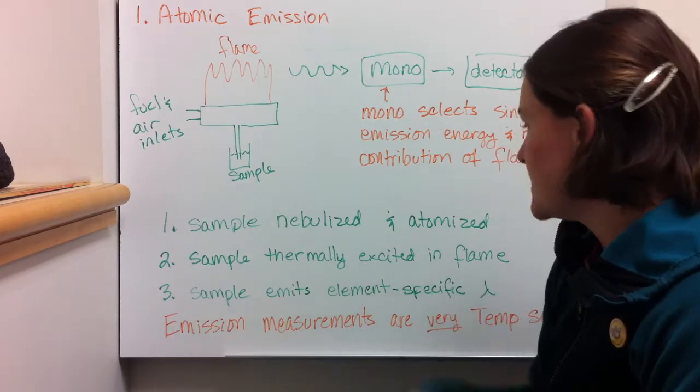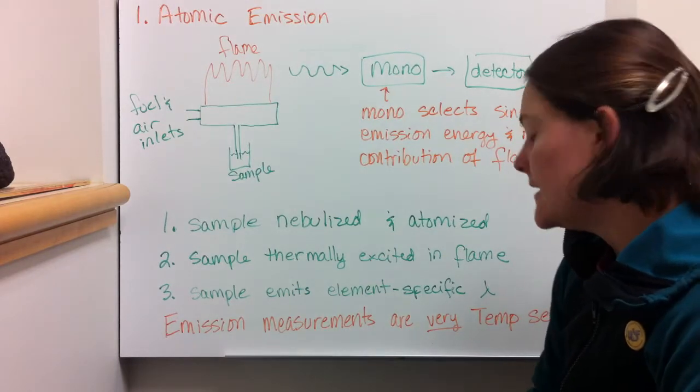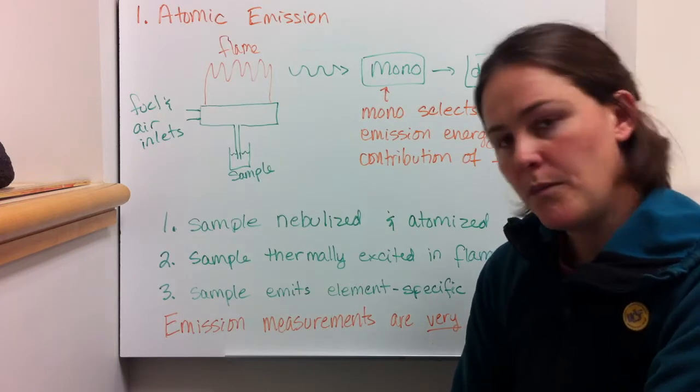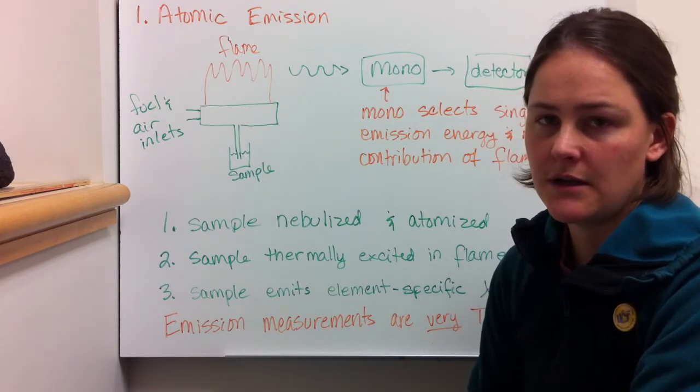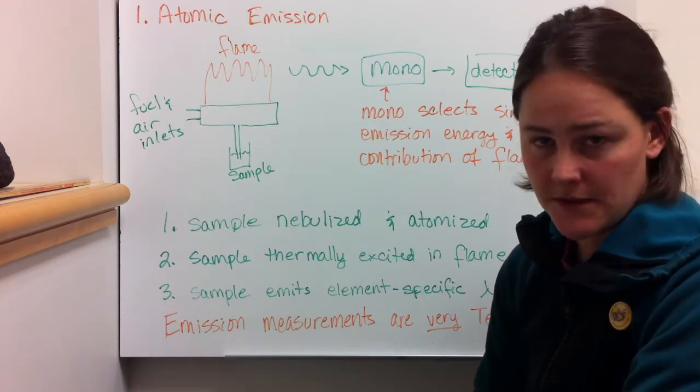Okay, emission measurements in this geometry are very sensitive to temperature, because temperature is the main factor in determining what portion of the population is going to be in an excited state relative to the ground state. And that's described by Boltzmann's distribution.